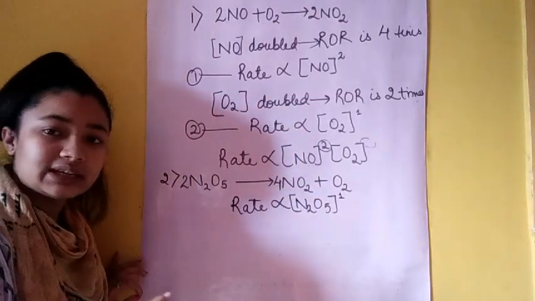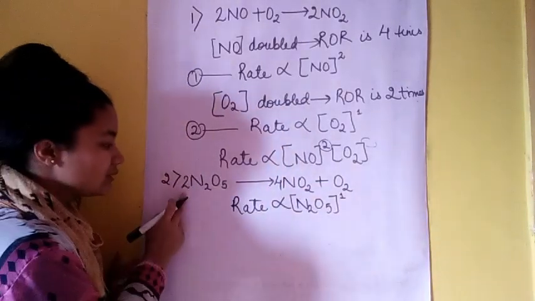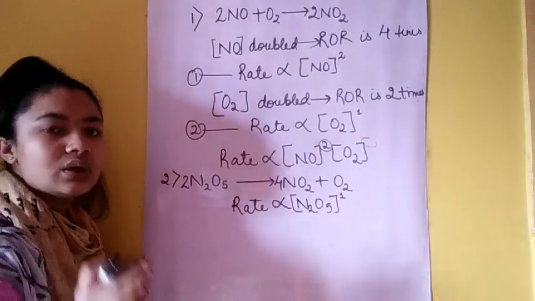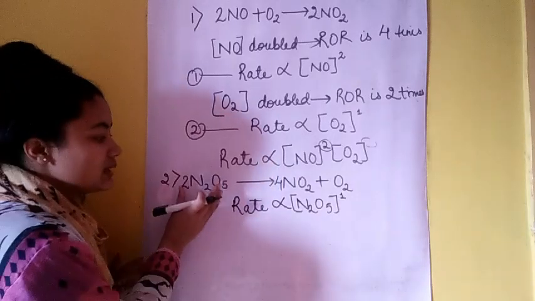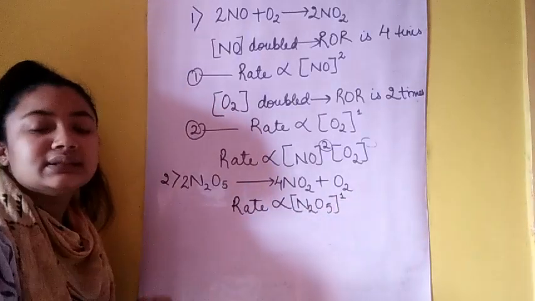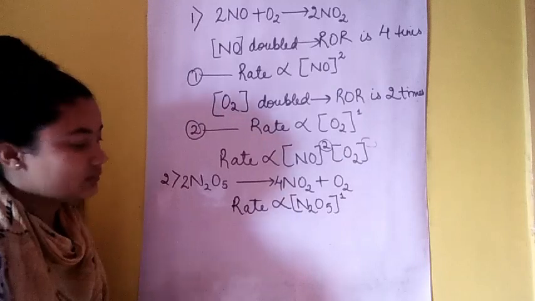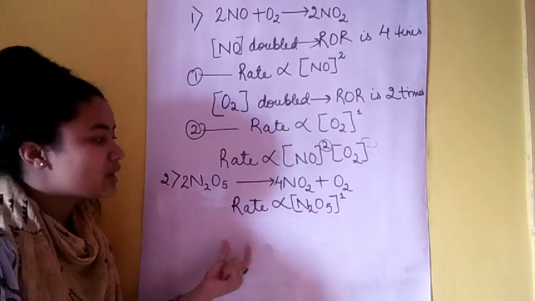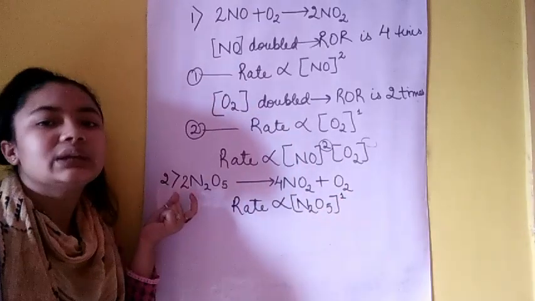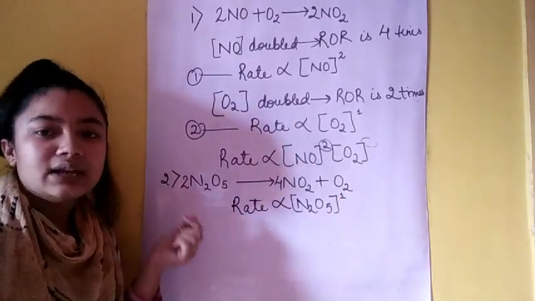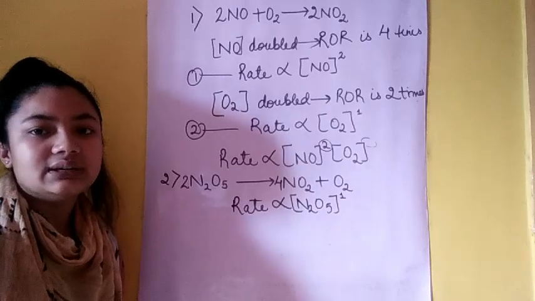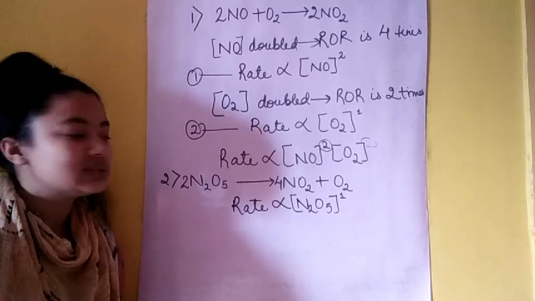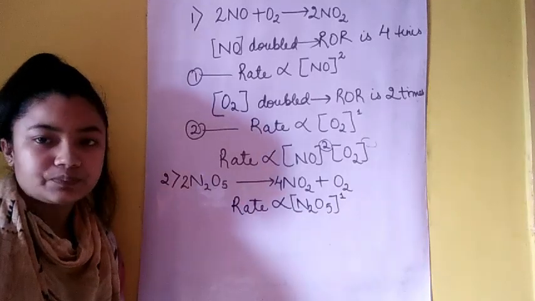This is determined experimentally. Now here there are 2 molecules of N2O5, still the power is 1. So how is this possible? This is because the rate changes in a multi-step reaction. Why don't we always take the stoichiometric coefficients in the rate? The reason is that in a multi-step reaction, it is very difficult to assume how many molecules or how many moles of a reactant are reacting, right?